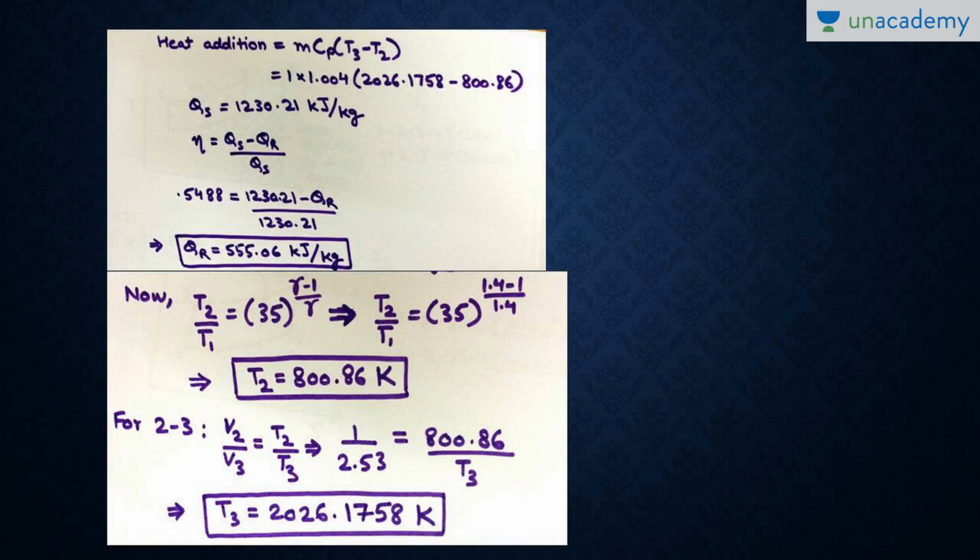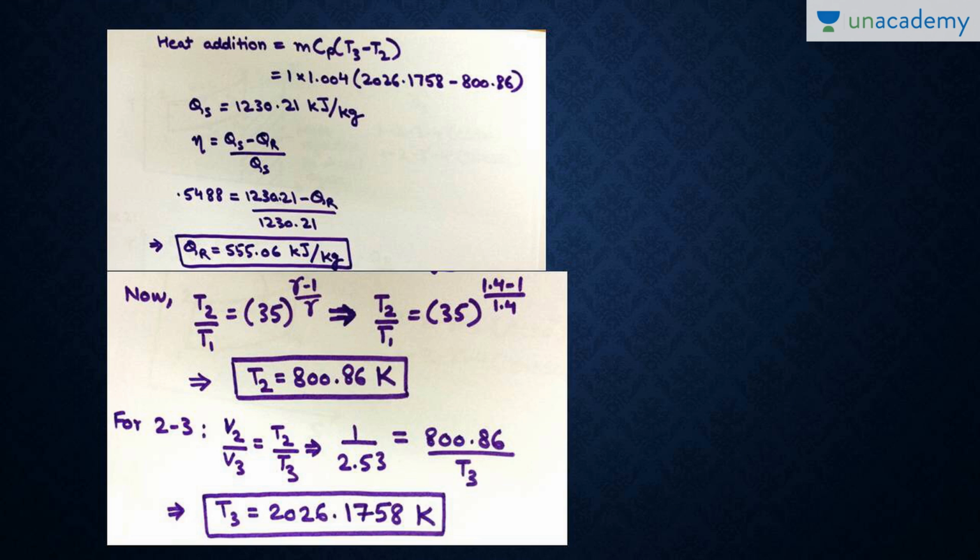To calculate T3 and T2, we can write T2 by T1 is equal to P2 by P1 raised to power gamma minus 1 upon gamma. P2 by P1 is 35. So T2 by T1 is equal to 35 raised to power 1.4 minus 1 upon 1.4. So T2 is equal to 800 Kelvin. You got the value of T2.